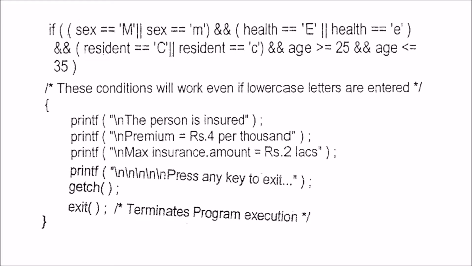The condition goes like this: according to the question we are taking, if sex is male, it can be small also. Health is E, excellent. Resident is C, that is city. And age is greater than 25 and age is less than or equal to 35.